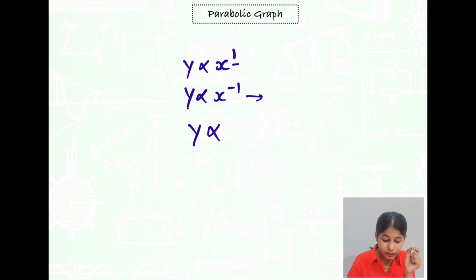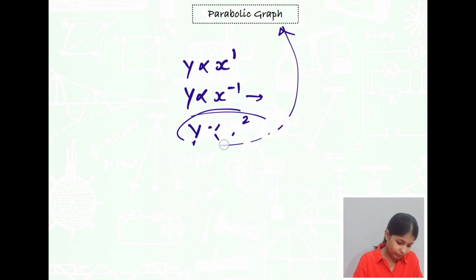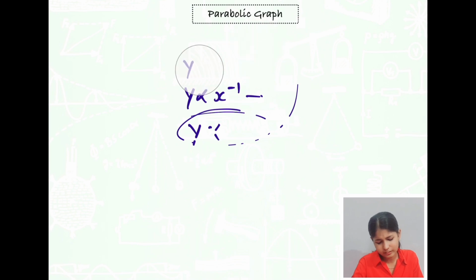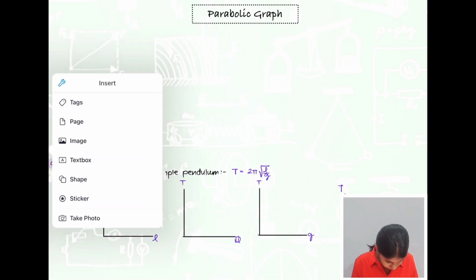But what will happen if this value of 1, that is x raised to the power 1, becomes x raised to the power 2, 3, 4, 5, 6? If this kind of value comes, simply what you have to do is draw a parabolic graph. Yes, let's talk about these criteria in detail. I think we have already come to the last topic, and this is our question in which we are going to talk about it.